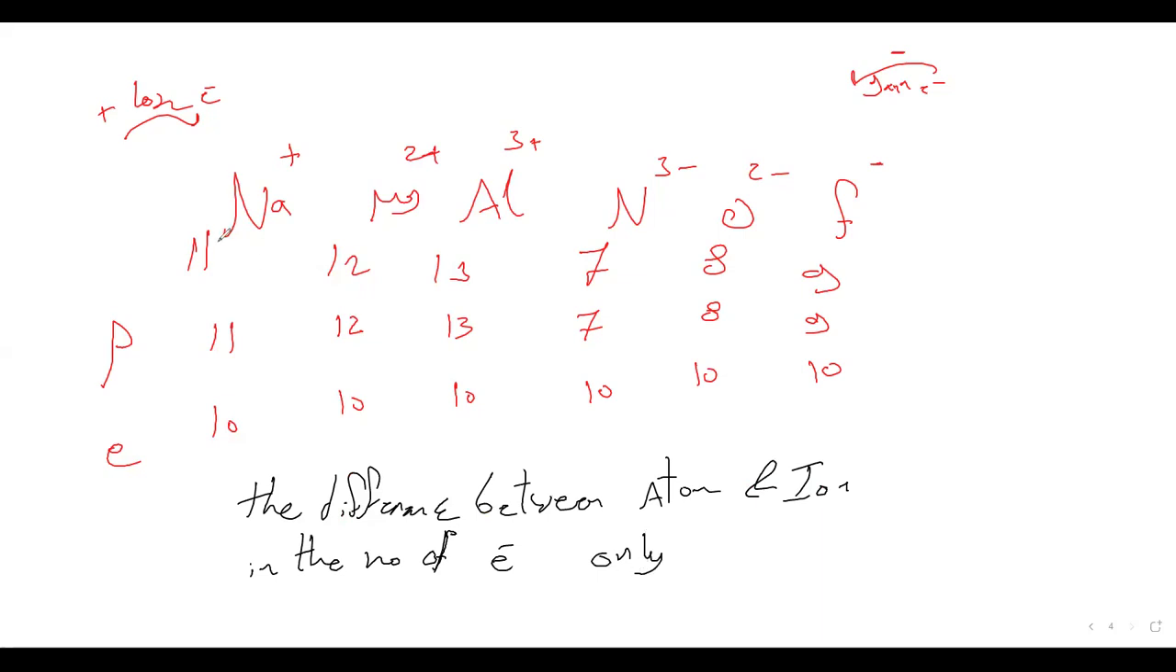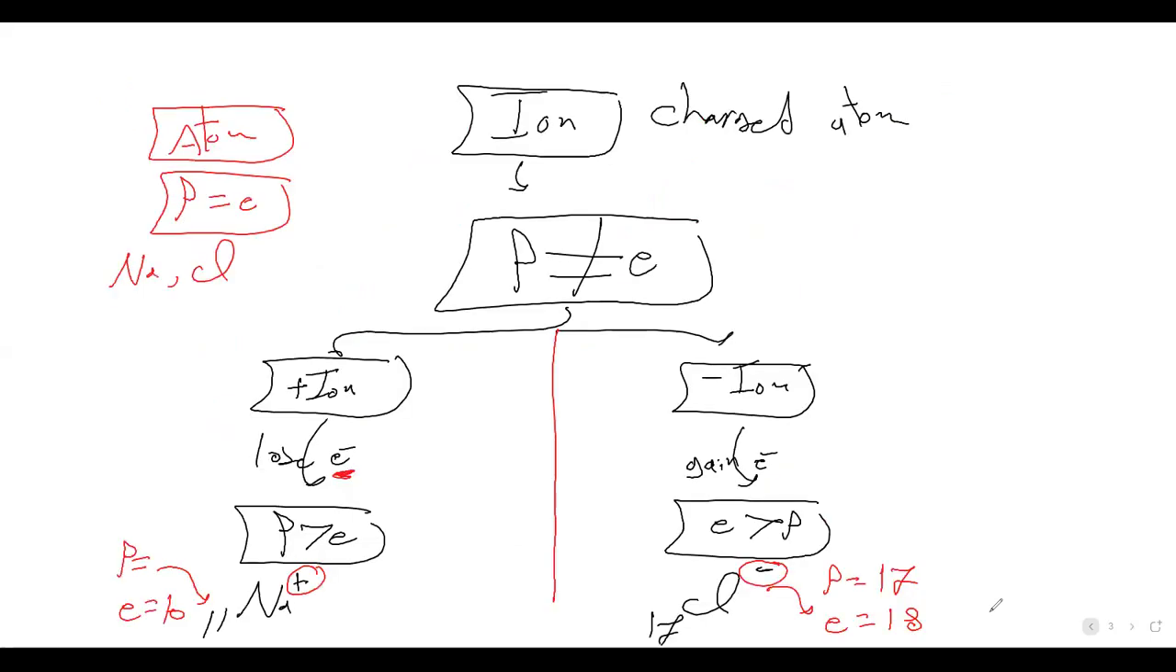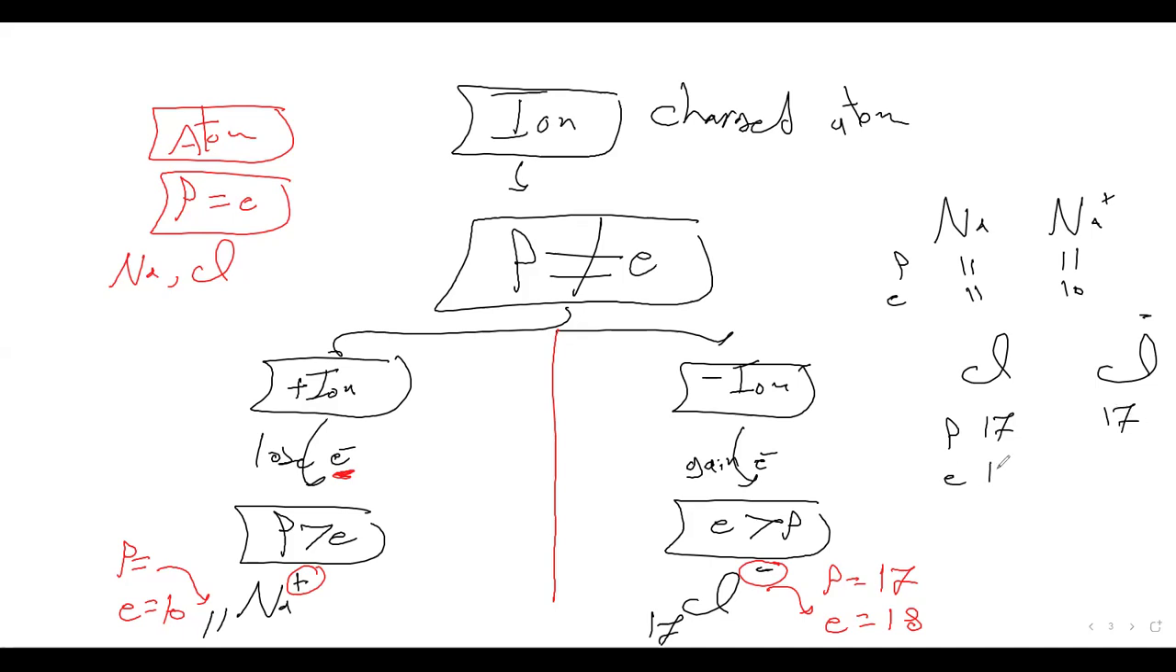Like the difference between Na and Na positive, or Cl and Cl negative. Protons equal protons, but electrons are not equal to electrons. For Na and Na positive, protons equal 11, electrons equal 11 and 10. For Cl and Cl negative, protons equal 17, electrons equal 17 and 18. So the difference is the number of electrons only. This is the difference between an atom and an ion.